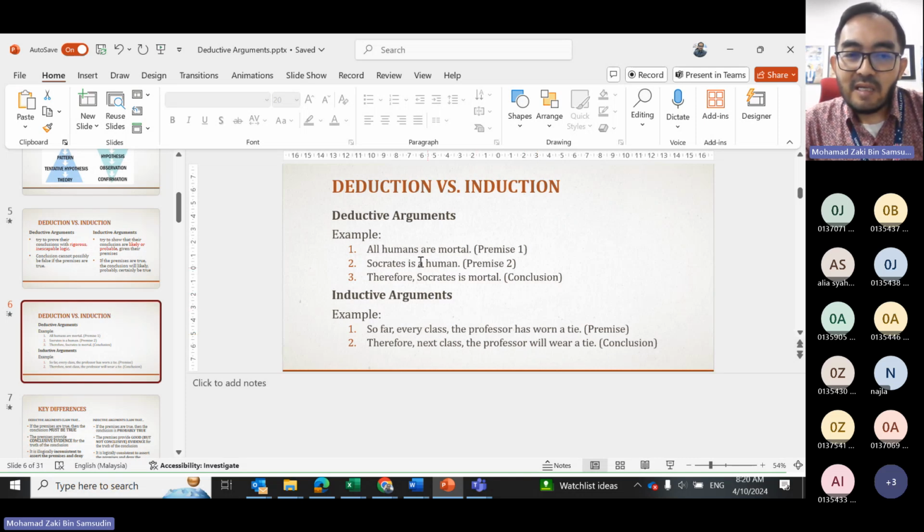So perbezaan deductive argument dan inductive argument: over here, this one berdasarkan kepada hujah atau fakta yang kecil, premis 1, premis 2 digabungkan dan kita buat conclusion. This one pula berdasarkan pada observation yang lebih besar. So far, every class professor has won a tie. Therefore, next class professor will too. Actually not a very nice example, to be honest. Inductive argument should be based on observations, and the conclusion is based on that observation. But deductive argument starts with premise 1, premise 2, and then you combine with the conclusion.